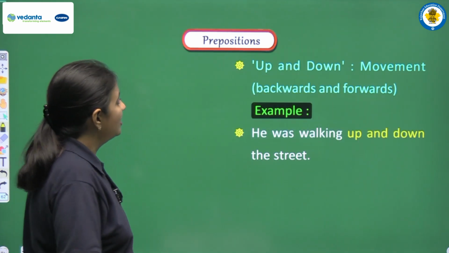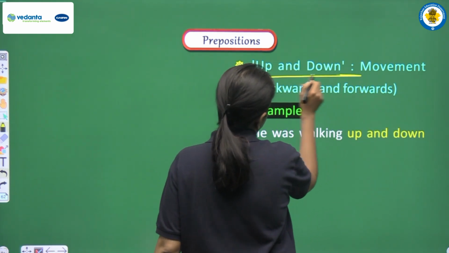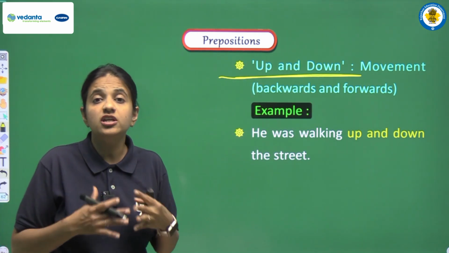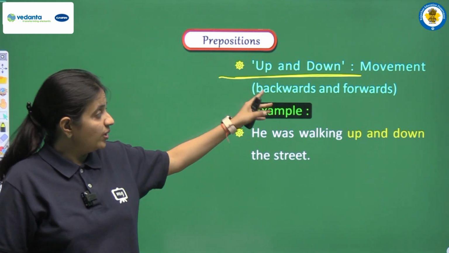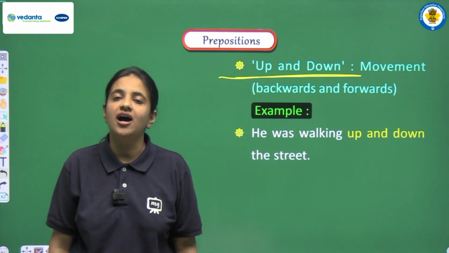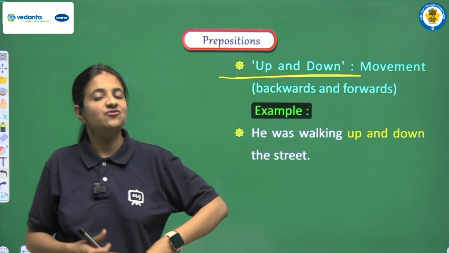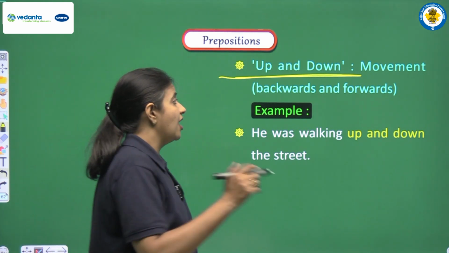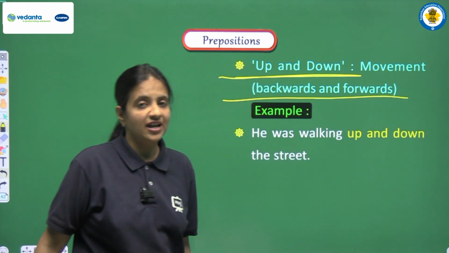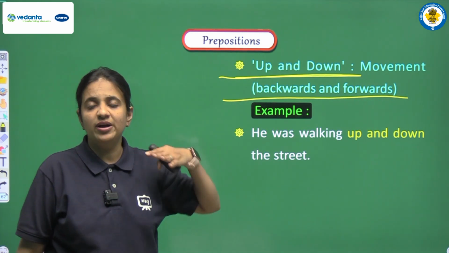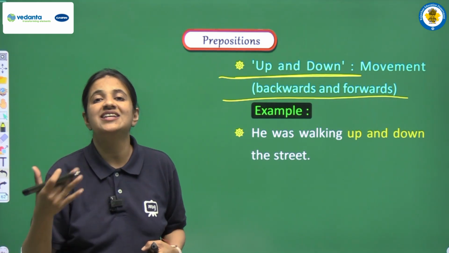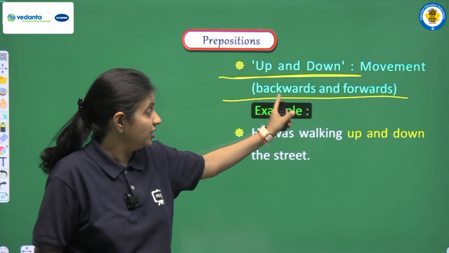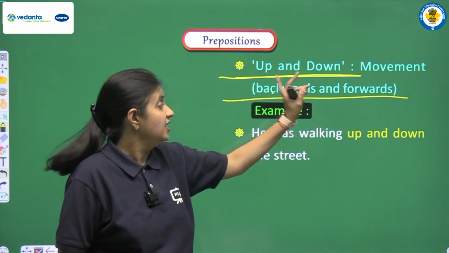Clear? Next, up and down. So yes, this is another use, when these two prepositions are used together. So how? Movement backwards and forwards. If up and down are used together in a sentence, at that time these words show movement, but how? Backwards and forwards. And at that time we cannot say that they show the movement from lower side to higher side and from higher side to lower side. No, if they are together in a sentence, then they show the movement backwards and forwards. So let's see the example.